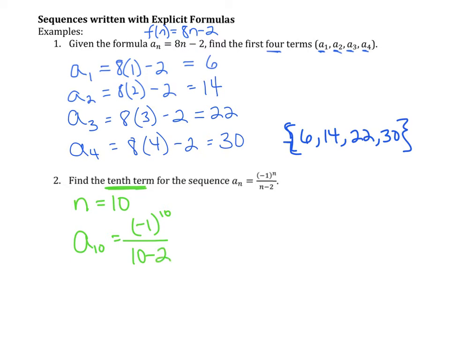And if I have my calculator, I would type that in, of course, using the alpha y equals, just to make sure that I have everything it should. And you would end up with an answer of 1 over 8. And so that is the 10th term of that sequence.